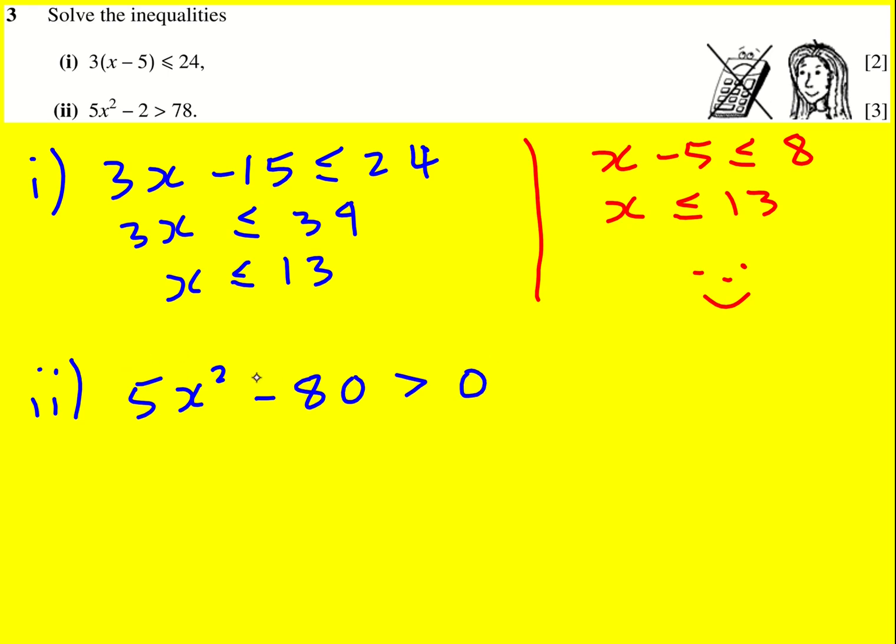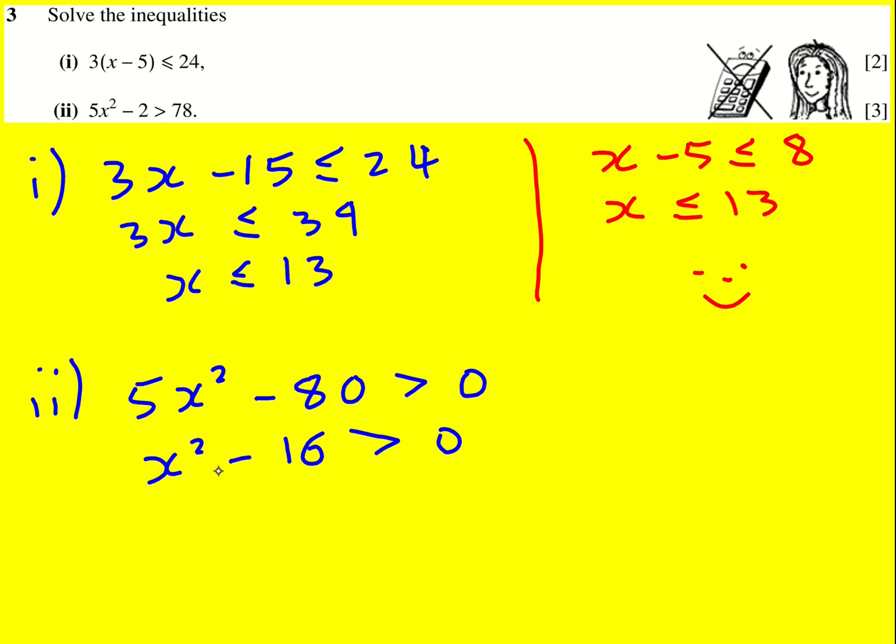Now I'm actually going to divide through by 5. So it's going to become x squared minus 16 greater than 0. To divide by 5 quickly, you can divide by 10 to give 8, and then times by 2. That gives us 16. Now what?